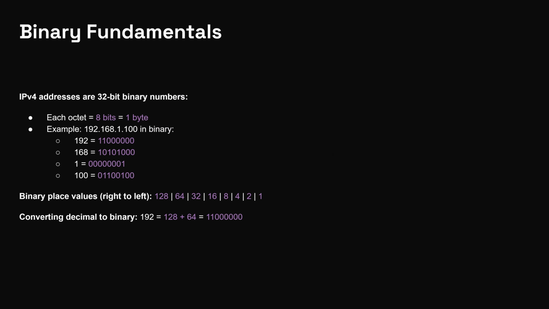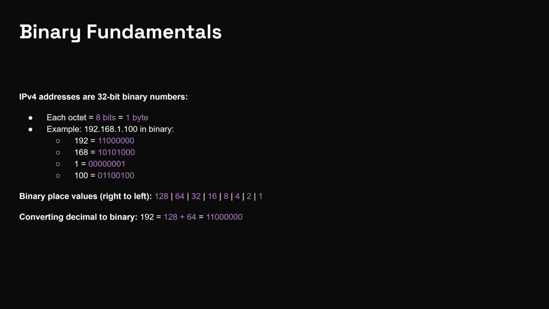For an example here, we have the 192.168.1.100 IP address. In binary, the 192 will convert to 11000000, because it's 8 bits, and those 8 bits will translate to 1100 and 0000. Same for 168, and 1, and then 100.